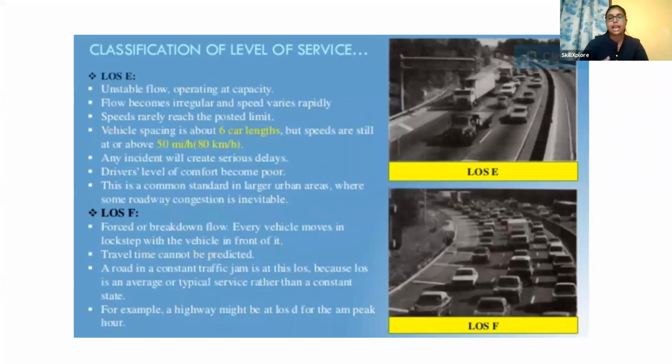And the final two are level of service E and level of service F. In level of service E, we can see that it is actually unstable flow. It is not completely in a stopped condition, but still it is nearing the stopped condition. Here the flow becomes irregular and speed varies rapidly, so any incident will create serious delays. The driver's level of comfort becomes poor. And level of service F means forced or breakdown flow, that is, the vehicles are standing still. So travel time cannot be predicted. For example, a highway might be at level of service D for the AM peak hour.